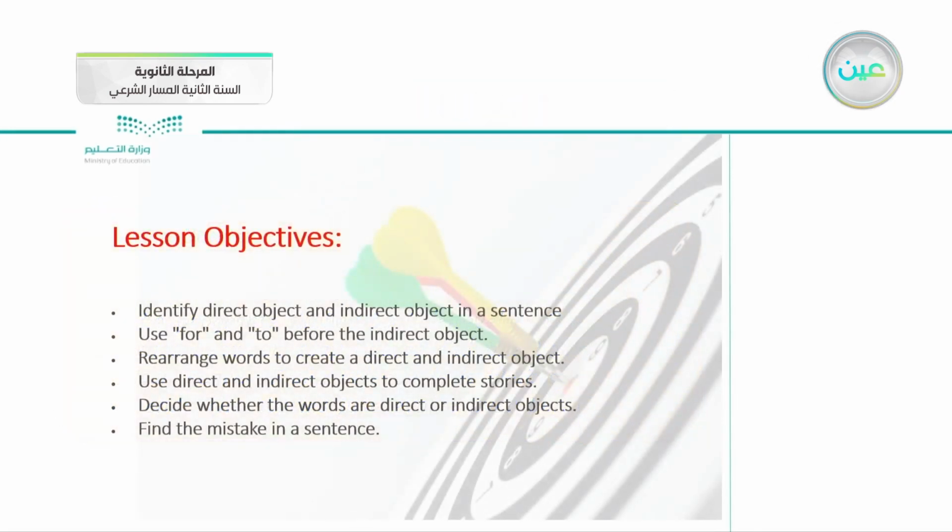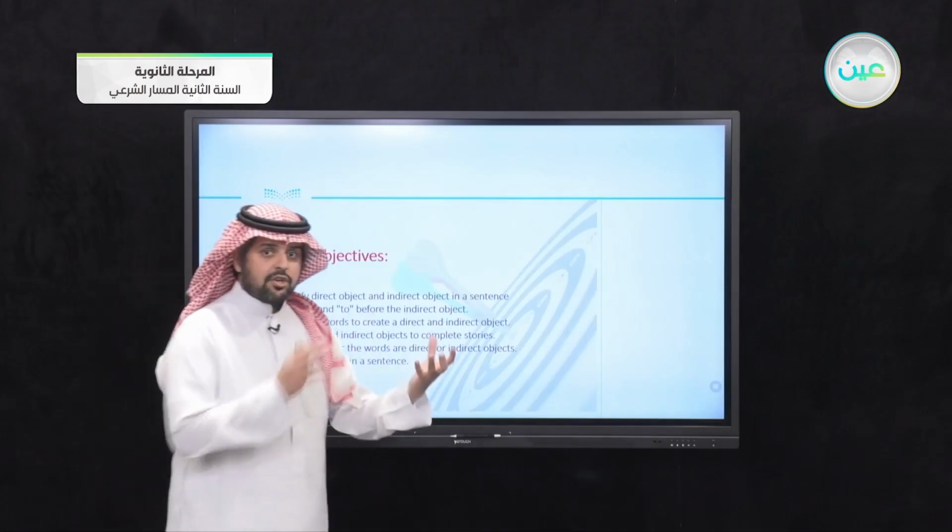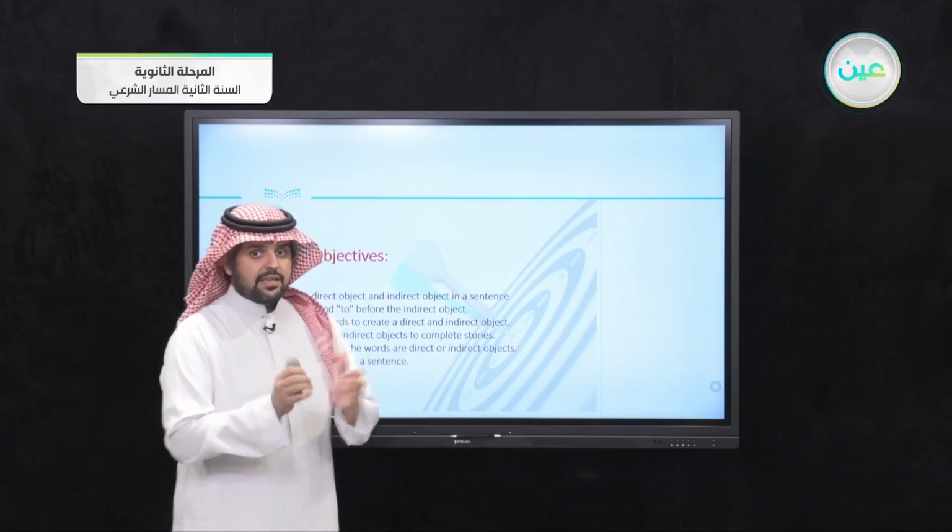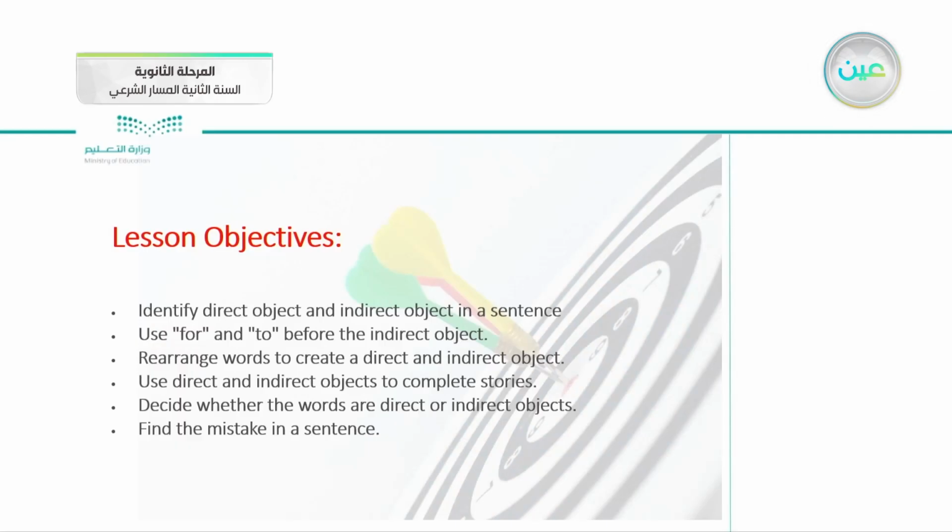So these are today's objectives for the grammar. The first one is to identify direct object and indirect object in a sentence. So we'll be studying direct objects and indirect objects, so pay attention to that. The use of for and to before the indirect object.